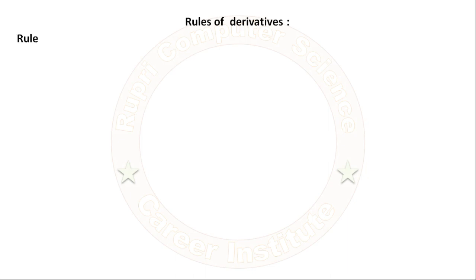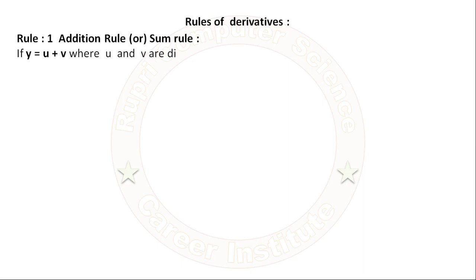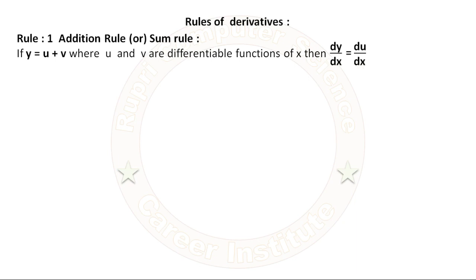Rule number 1, addition rule or sum rule. If y is equal to u plus v, where u and v are differentiable functions of x, then dy upon dx is equal to du upon dx plus dv upon dx.